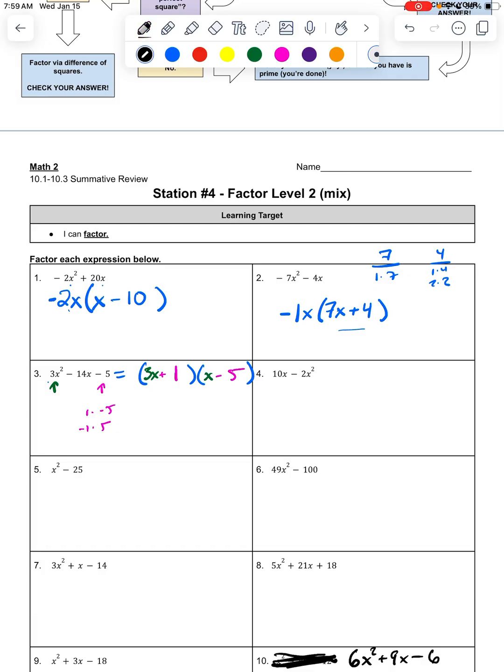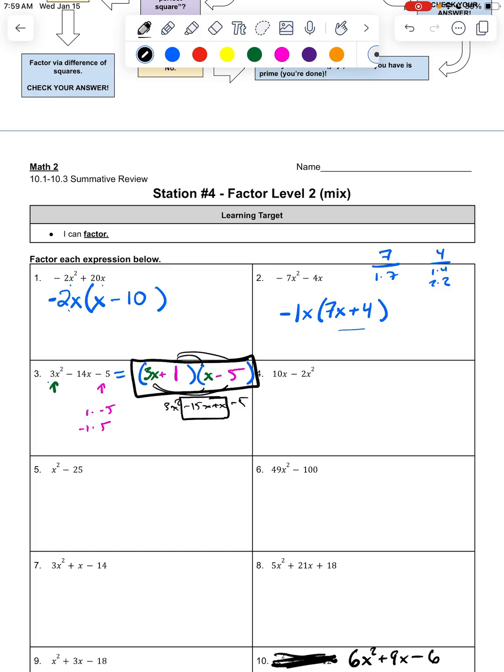If I multiply that out, 3x times x gives me 3x squared, minus 15x plus x minus 5. That's minus 14x. That's what I want. So this is our factored form. Cool.